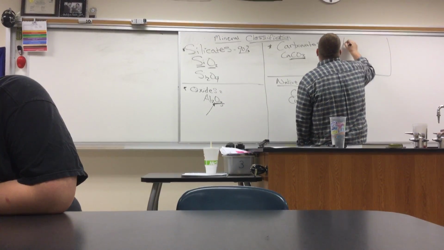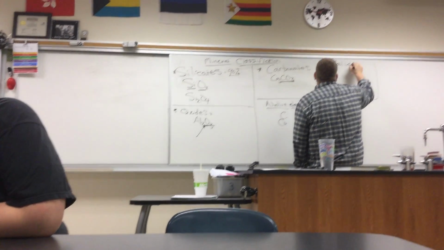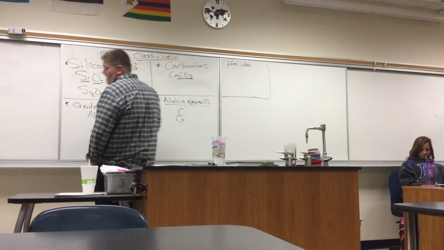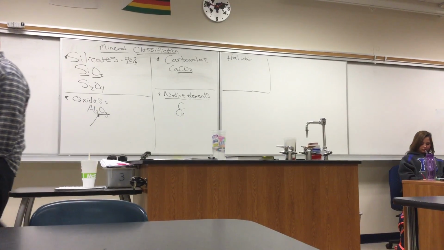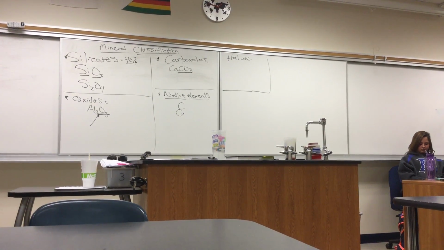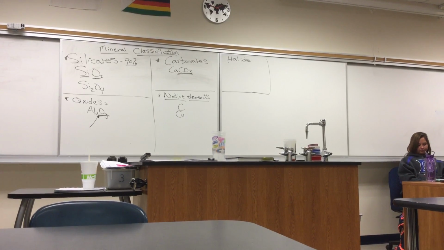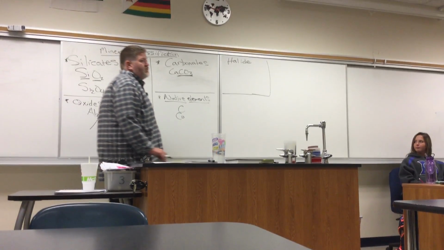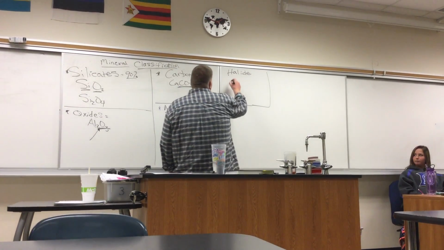You have a halide. That one you may not know, because it's off from the periodic table. Does anybody know where the halide column is in the periodic table? Nope, it's column 7. So take a guess at what's one of the most common halide minerals.